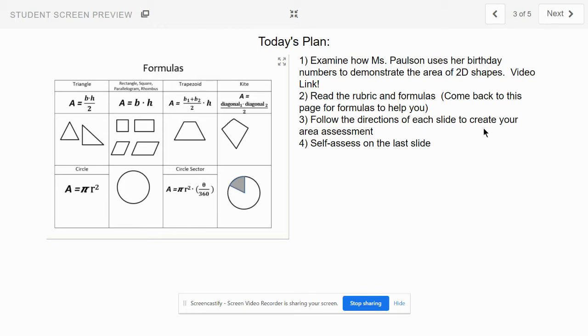Please make sure to read the directions. Follow the directions to create your area assessment. Make sure you're submitting your work in each sketch, and then self-assess on the last slide. Let me demonstrate 2 examples for you.